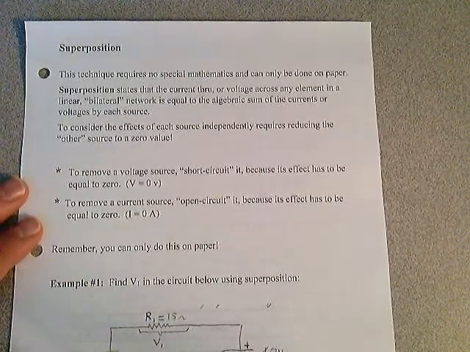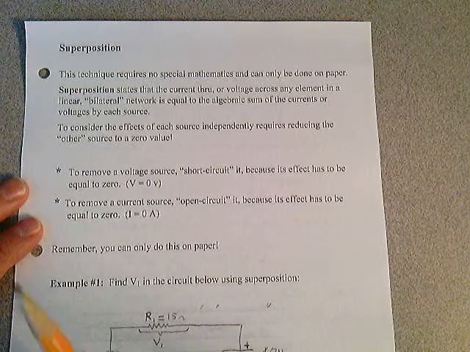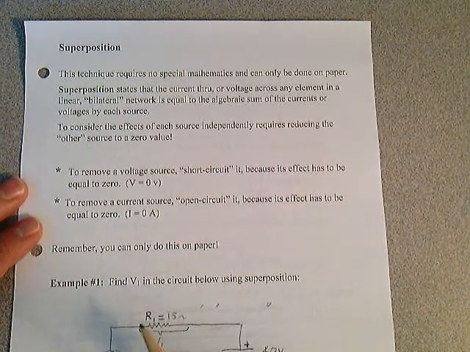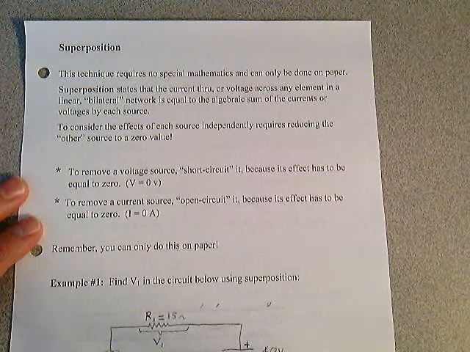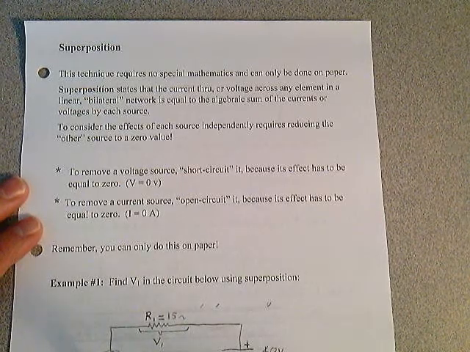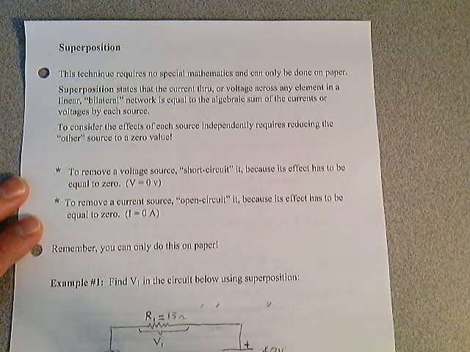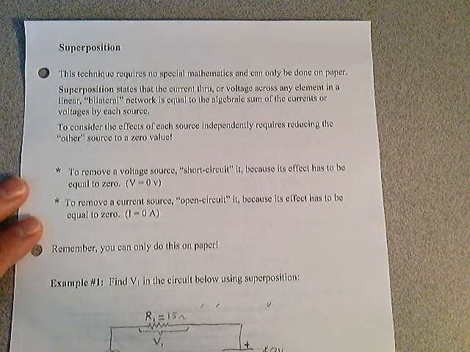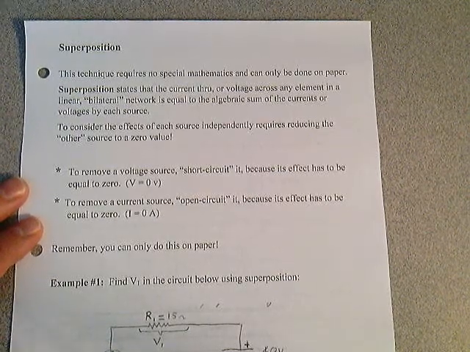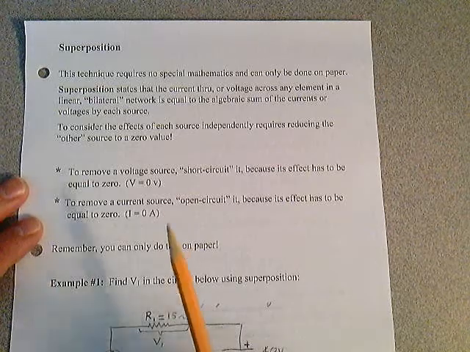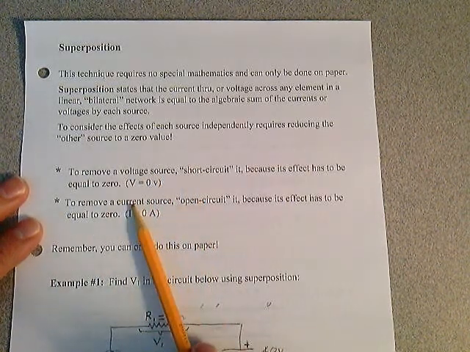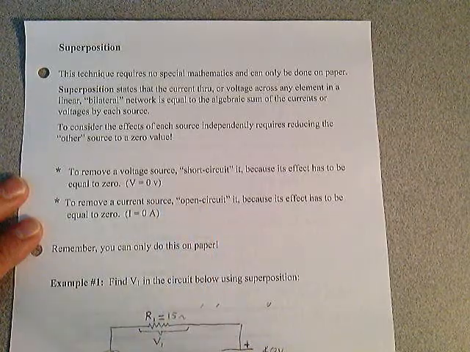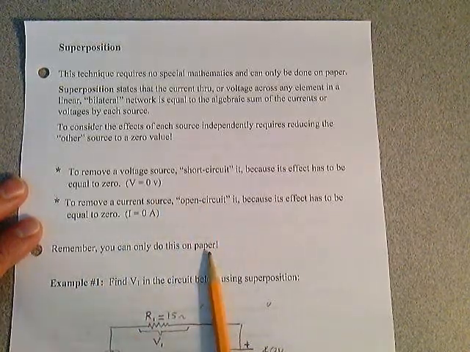So what you have to remember as you go through the superposition analysis is you treat one source at a time to find a given parameter. And you have to reduce the other source or sources to 0. If it's a voltage source, you short it. And if it's a current source, you open it. And remember, you can only do this on paper.